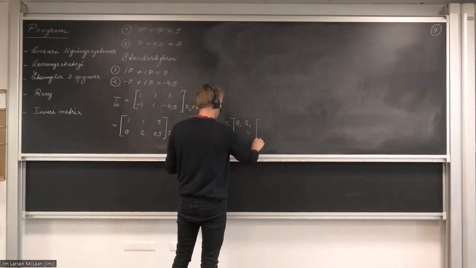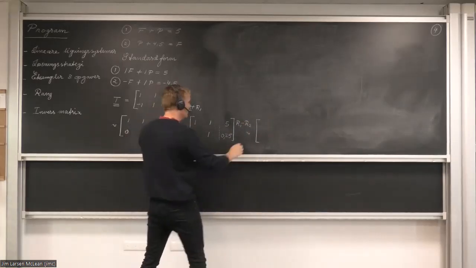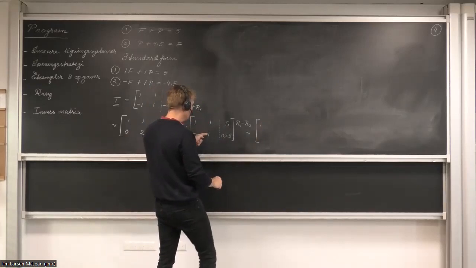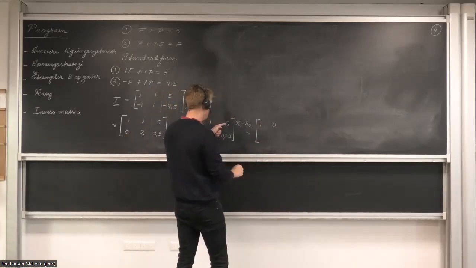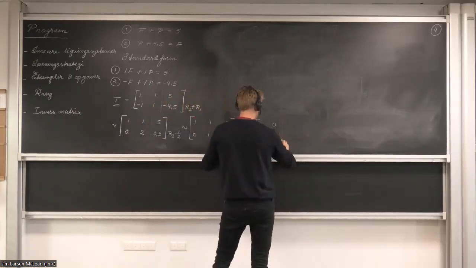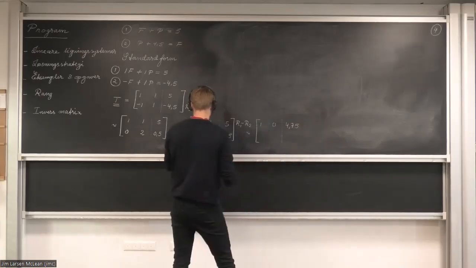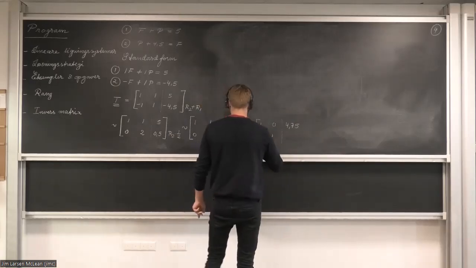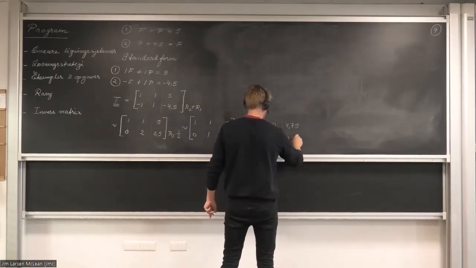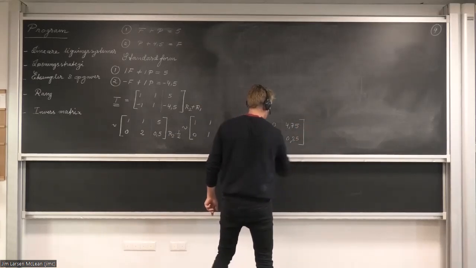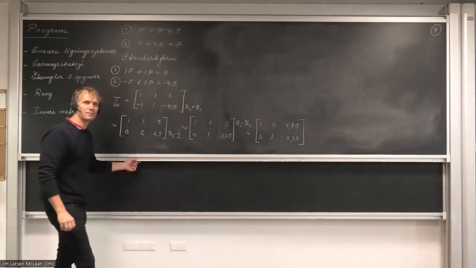And then I end up with 1 minus 0 is still 1. 1 minus 1 is 0. And 5 minus 0.25 is 4.75. And down here it says 0.1 and a 0.25. And then we solved it for her.